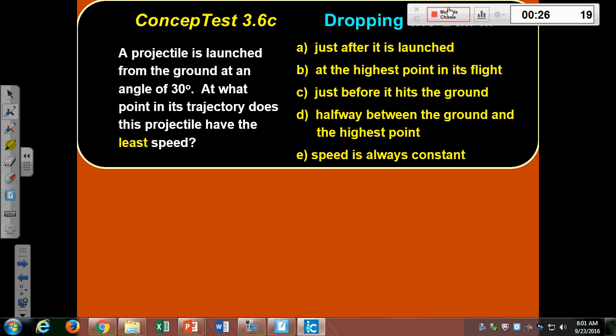Where does it have the least speed? I'm going to stop at 35. 35.